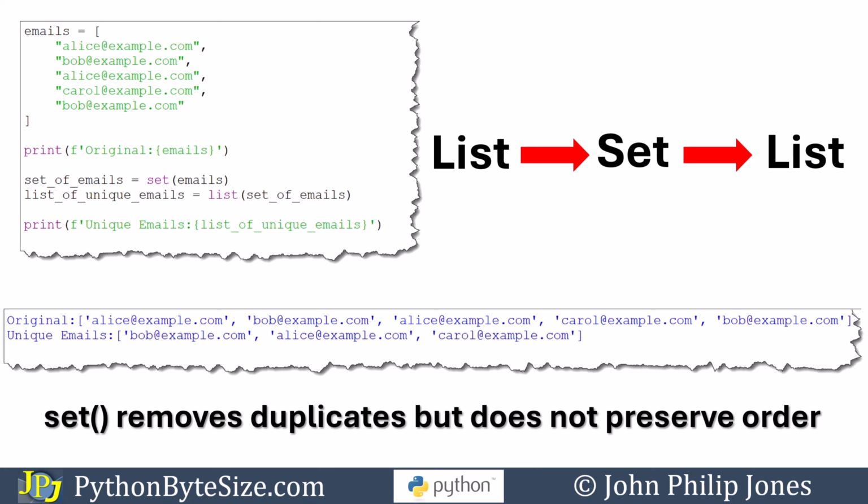Now this is because a set does not preserve order. It just says I've got a collection of all of these things and it does not impose order on them. If you did want order to be maintained, then you wouldn't convert the list to a set, you would convert it to a dictionary, but I'll show you that in another video.